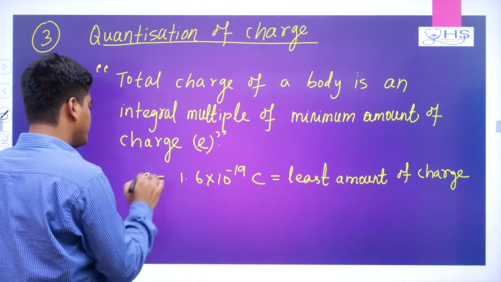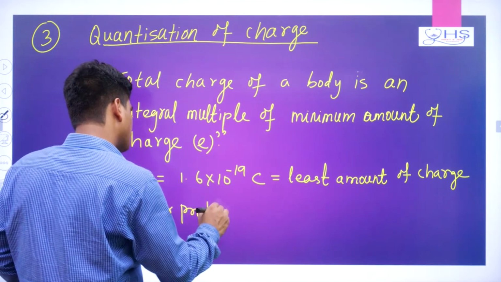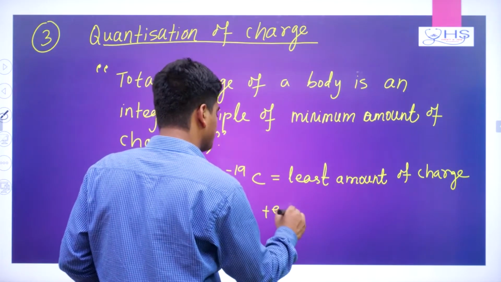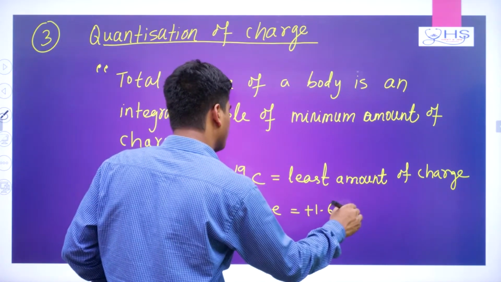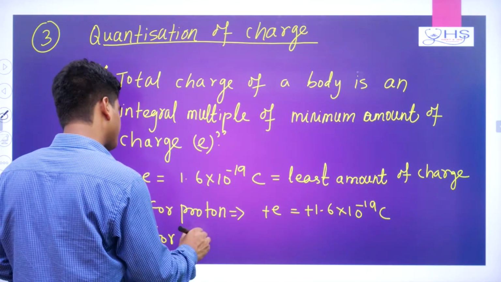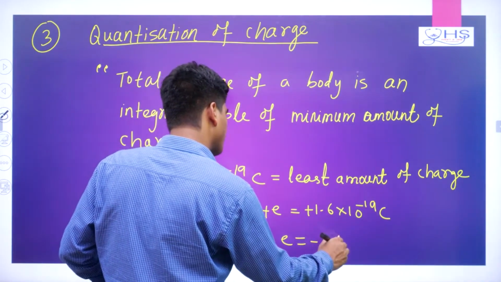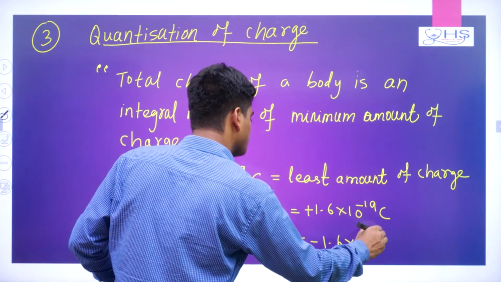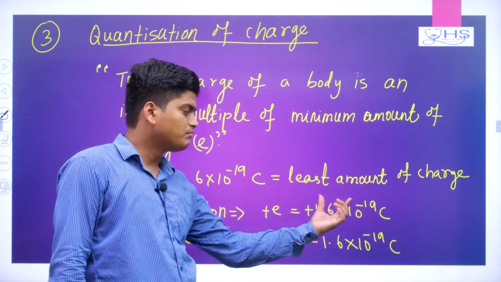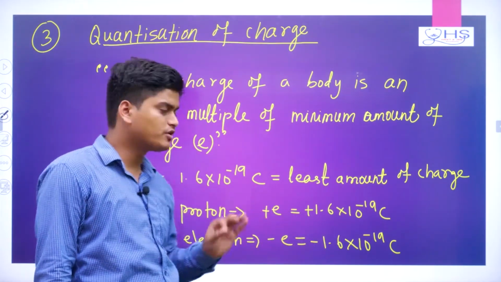Okay, so here I can write for proton, the same charge. For proton, plus e charge, that means plus 1.6 into 10 to the power minus 19 coulomb. And for electron, minus e, which is minus 1.6 into 10 to the power minus 19 coulomb. So for proton the same magnitude but positive sign, for electron the same magnitude but negative sign. So this one you remember.